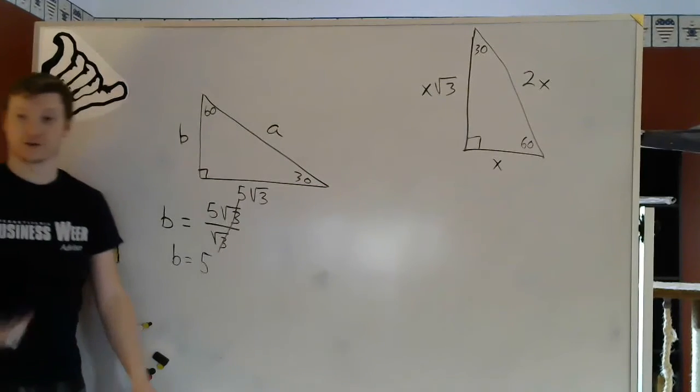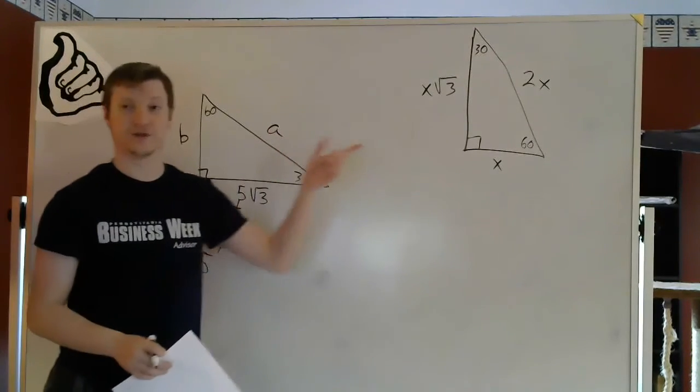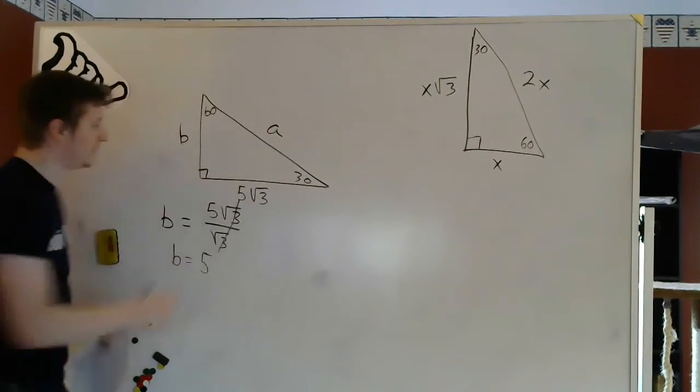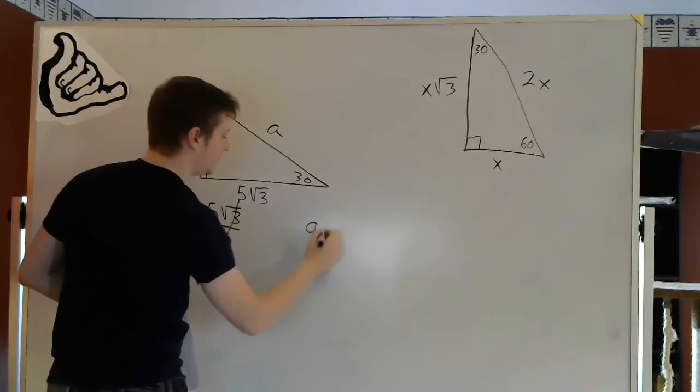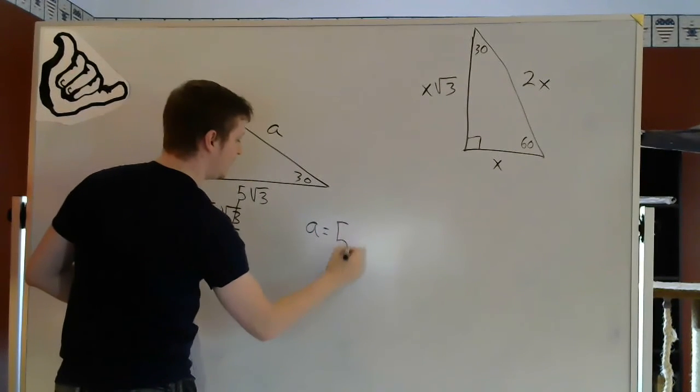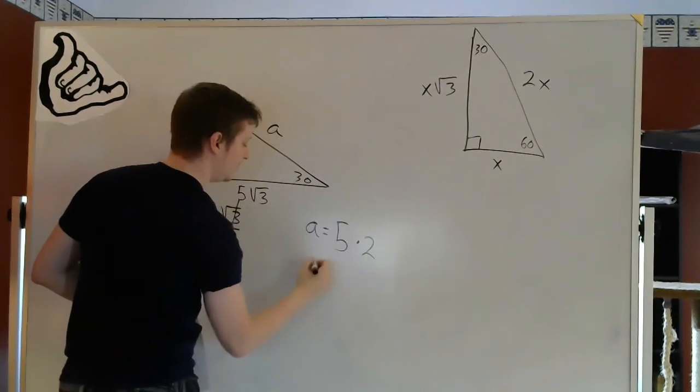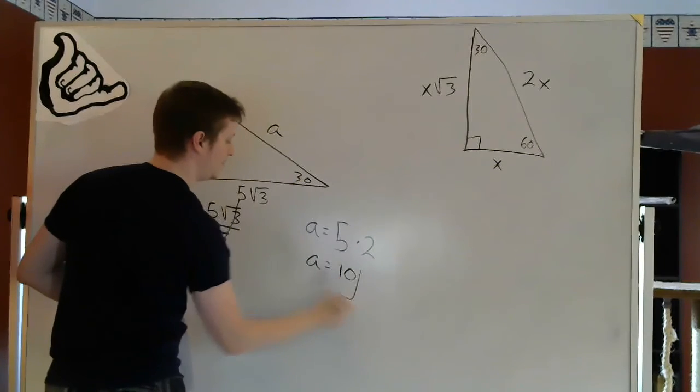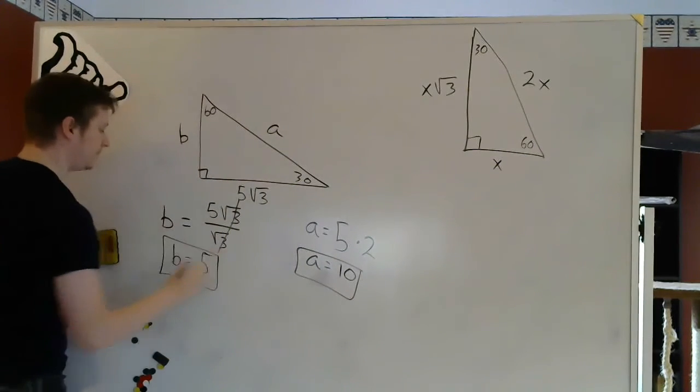Now, hey, we know the short side. Short side to hypotenuse is very easy for these. You just double it. So the hypotenuse, A, is going to be 5 doubled. So it's 10.